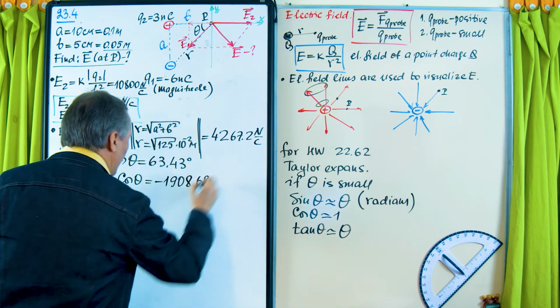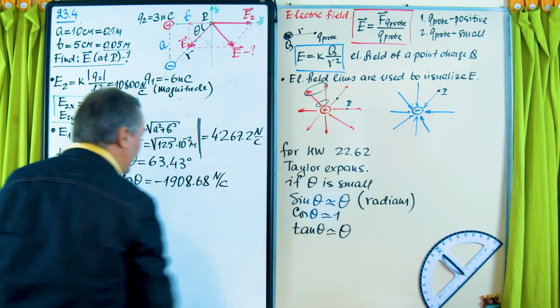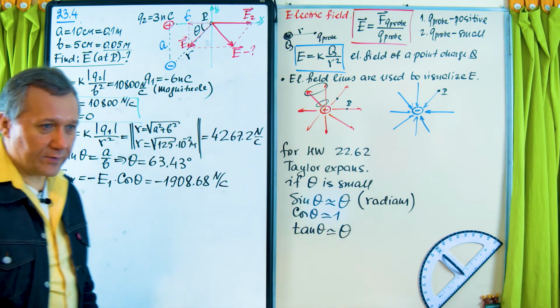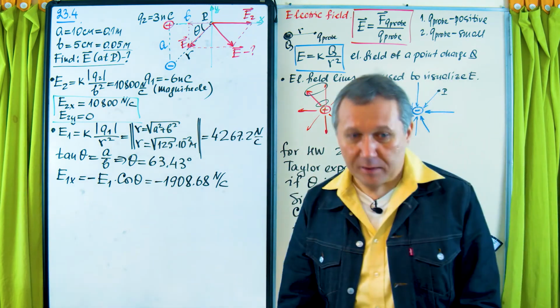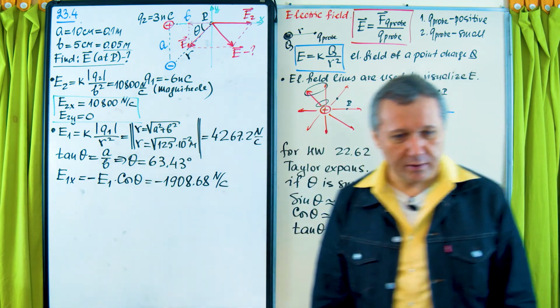-1,908.68. Okay, again, I use more sig figs on purpose. Of course, there's no point in keeping too many sig figs, but you can round it off at the very end, depending on how many sig figs Mastering Physics wants to see.